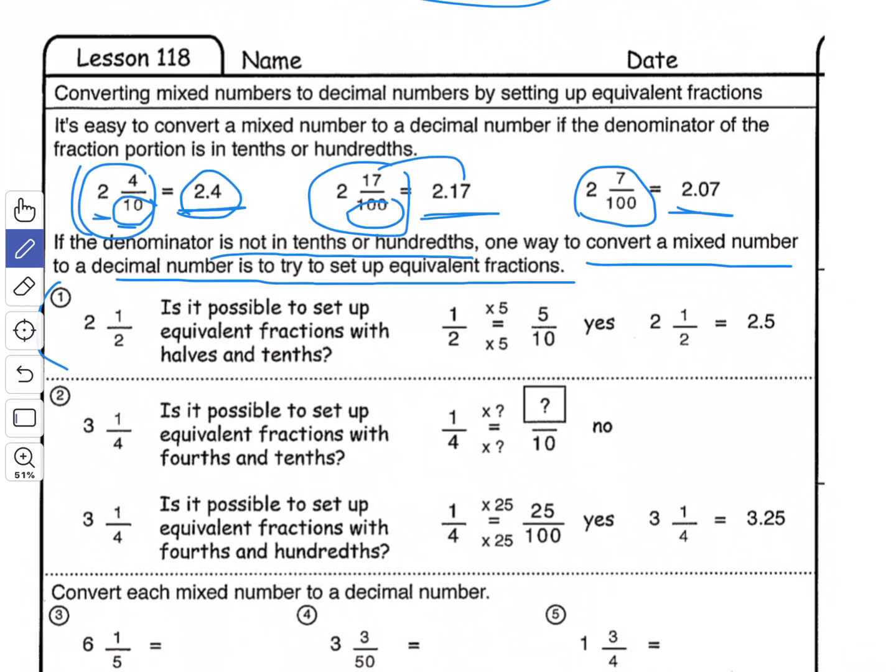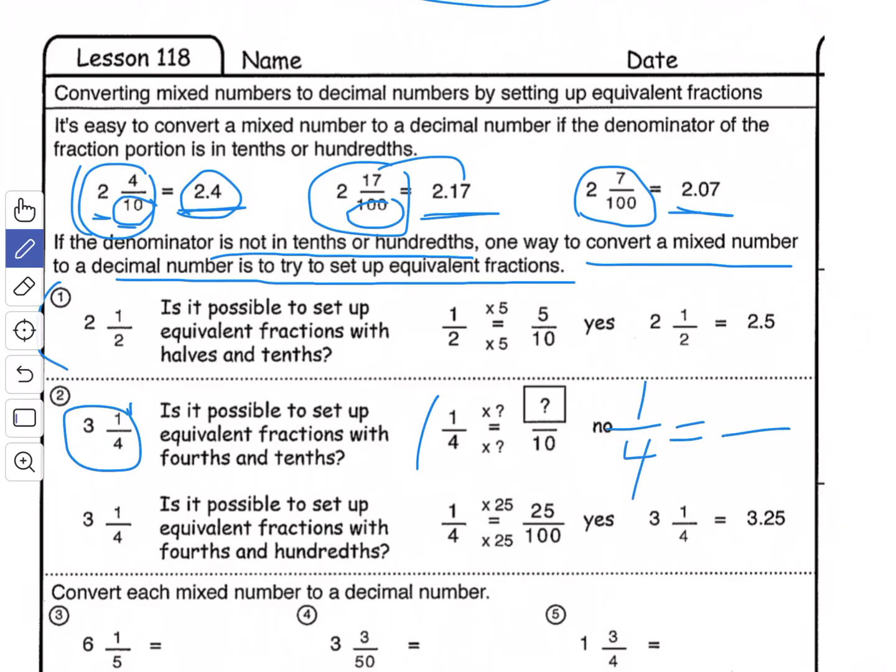What happens if you have something like fourths? Can you do it with that? Here is 3 and 1/4 right here. Is it possible to set that up with equivalent fractions? Well, it's already written here, but I'm going to show it to you in real time. I think it's easier.